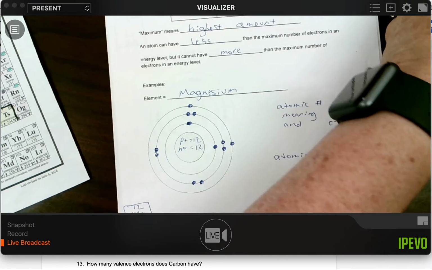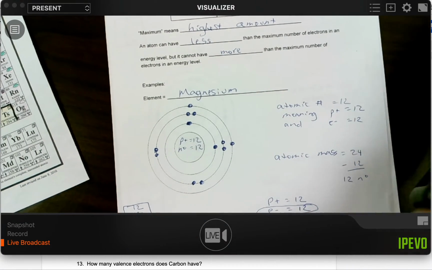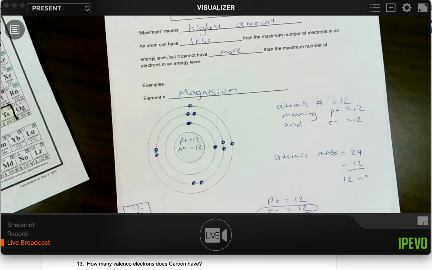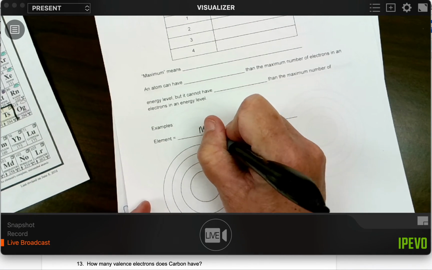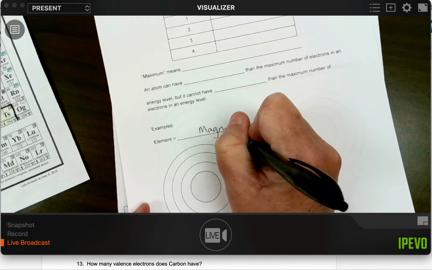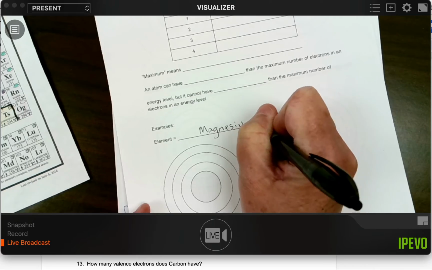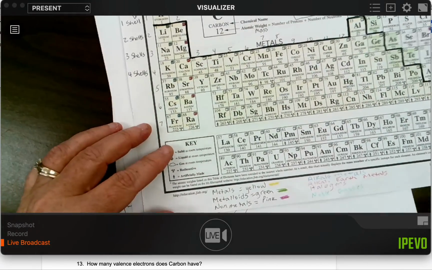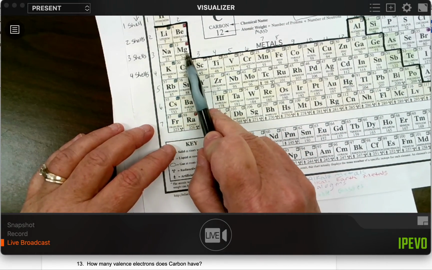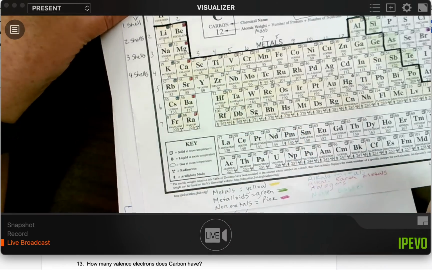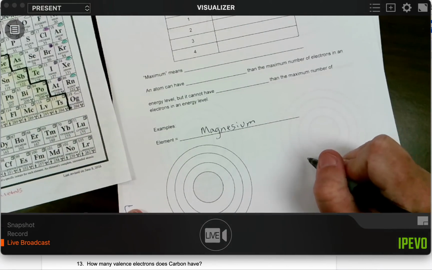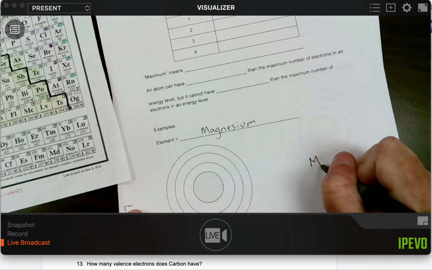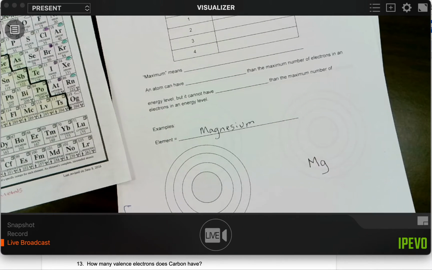All right, the next thing that I want to talk about is Lewis dot structures. So for a Lewis dot structure, let's use magnesium again. I have to find the chemical symbol, which is Mg. Oh, sorry, that's manganese. No, that's magnesium. Mg. So I just write my chemical symbol, Mg.